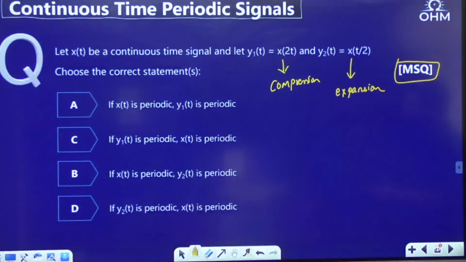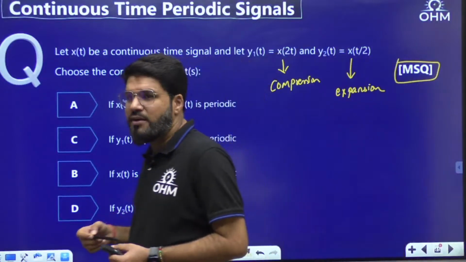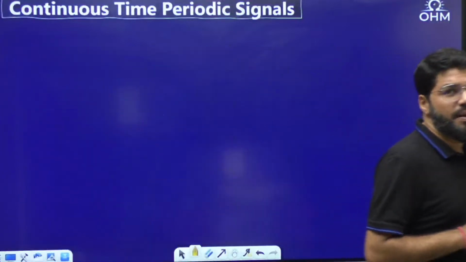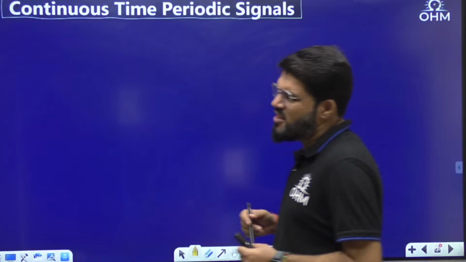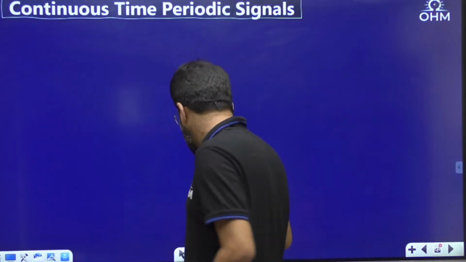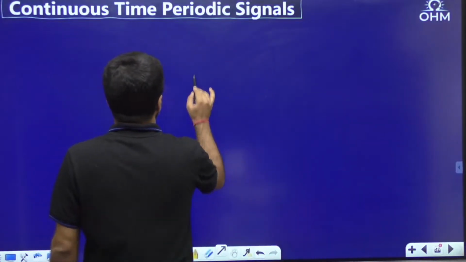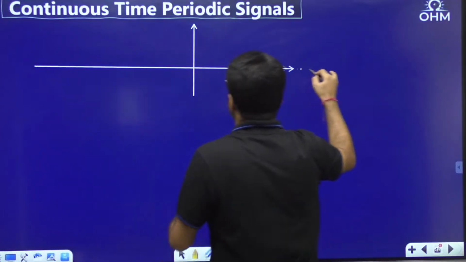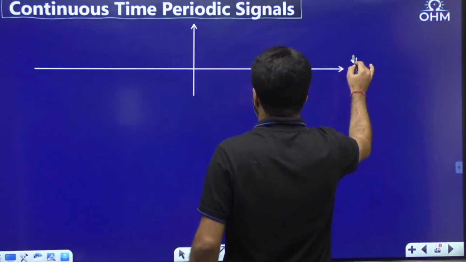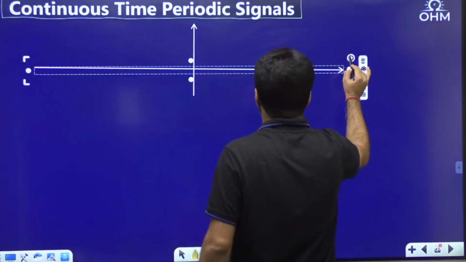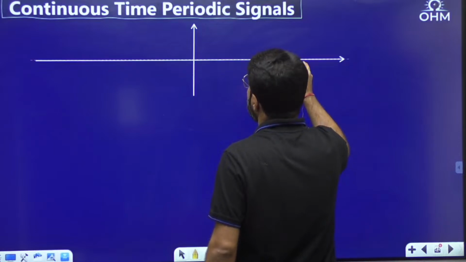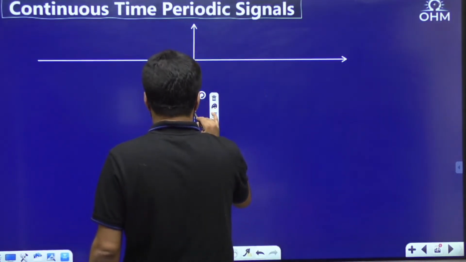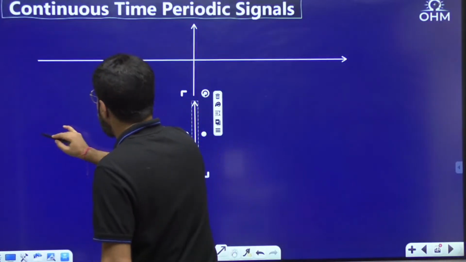Will it affect the periodicity? And then there are 4 statements which you have to choose. I'll explain. Compression and expansion, should they affect the periodicity? Just try to imagine in your mind, you will get your answer, but I'll draw it for you.